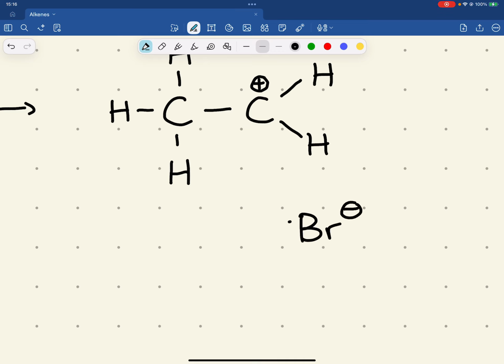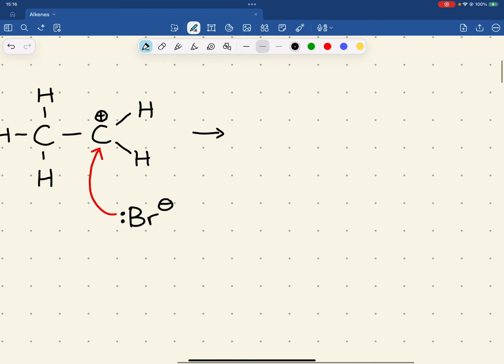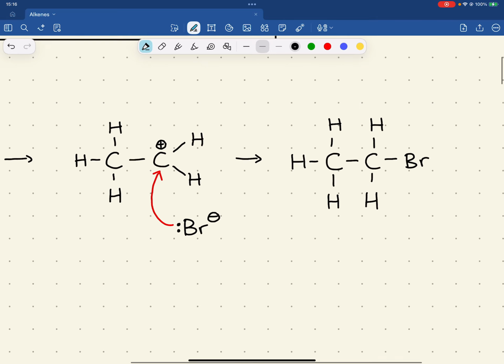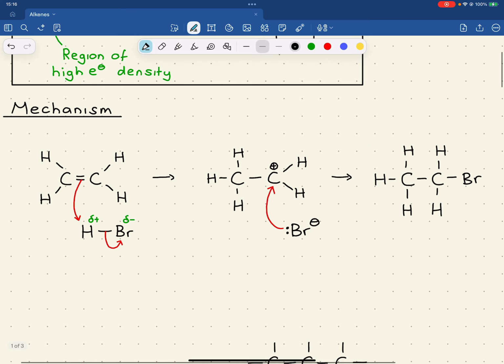Bromide ion then will attack this positively charged carbon, and that then gives us our product, which in this case is bromoethane. Okay, so that's your mechanism for the reaction of an alkene and a hydrogen halide.